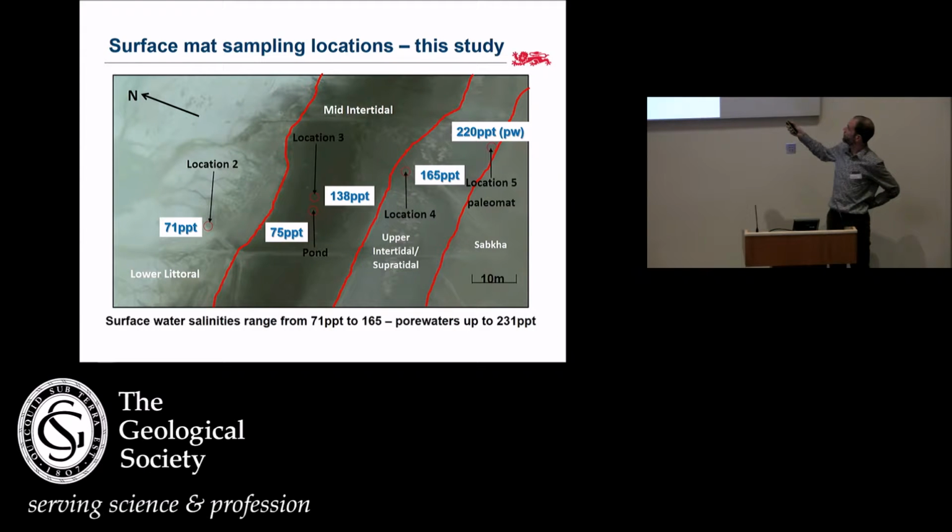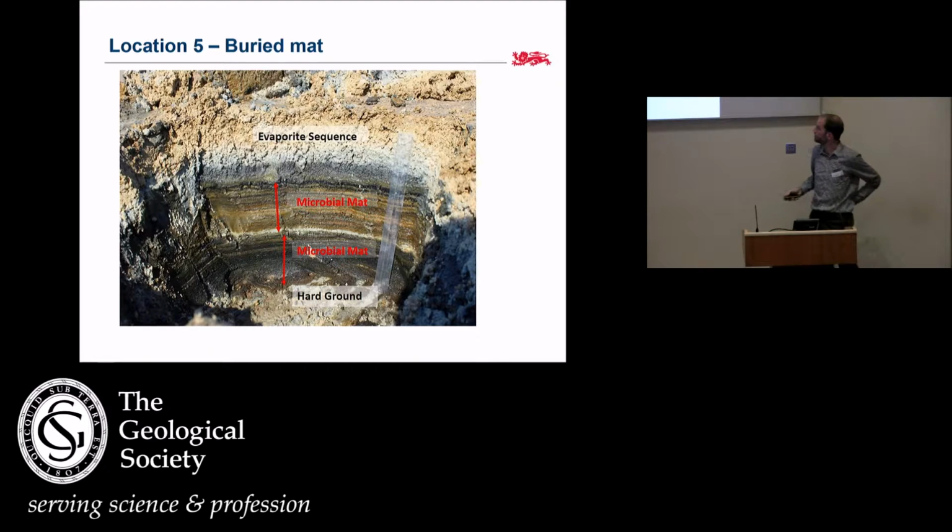And these buried mats, actually, the pore water show very high salinities, and even higher in some other pore water samples. So this is an example of these buried microbial mats. This is location 5. Again, evaporites at the top and 2 sections of buried microbial mats.